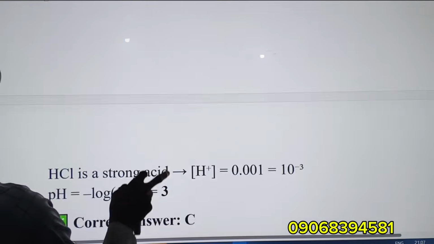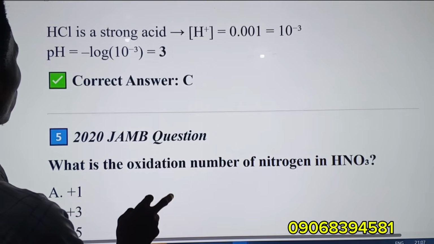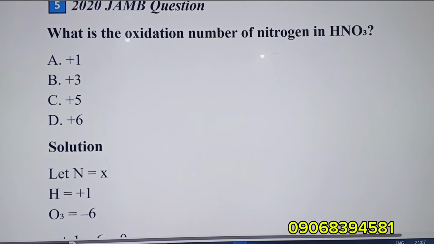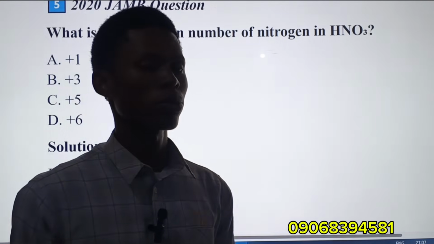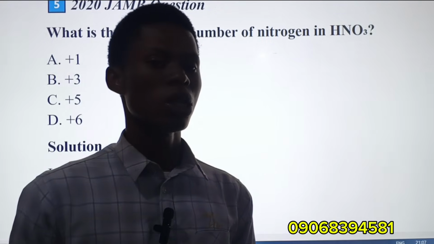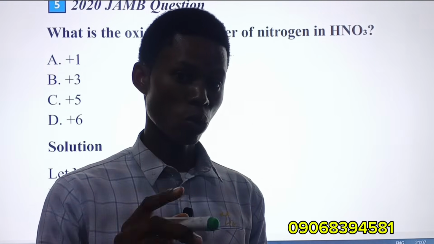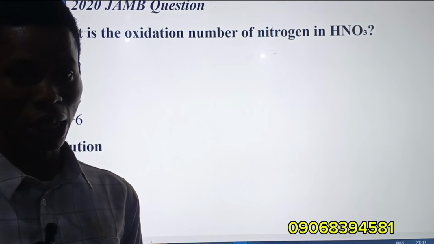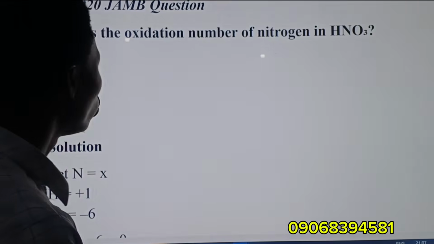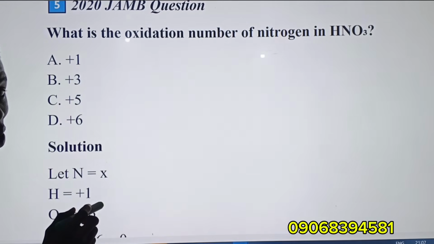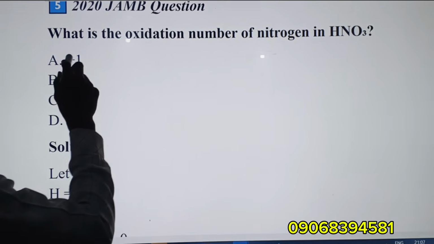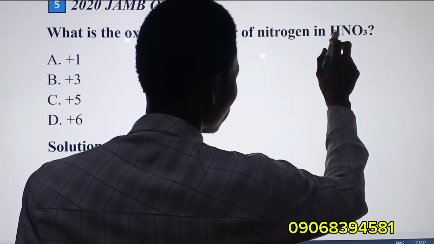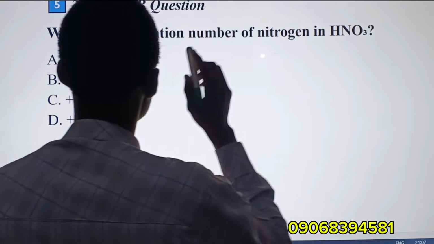Alright, so moving on to the next question. The next question: what is the oxidation number of nitrogen in nitric acid? Now, the first thing you know is, if you are writing any chemistry exam, JAMB or WAEC, and you don't see an equation on oxidation number, just check the subject again. It's not chemistry you are writing, it's literature. You must see equations on oxidation number, valency and other stuff. What is the oxidation number of nitrogen in hydrogen trioxynitrate 5? This nitric acid here, what is the oxidation number?